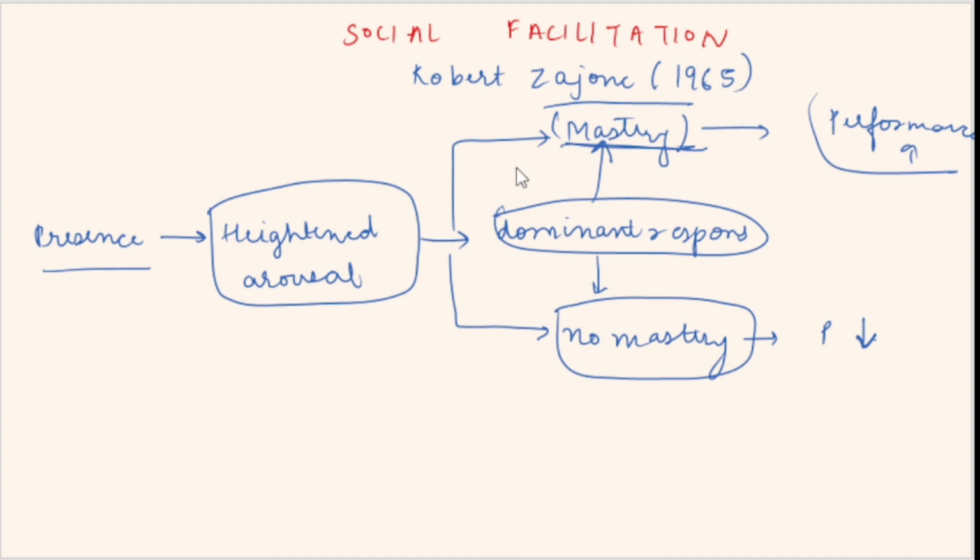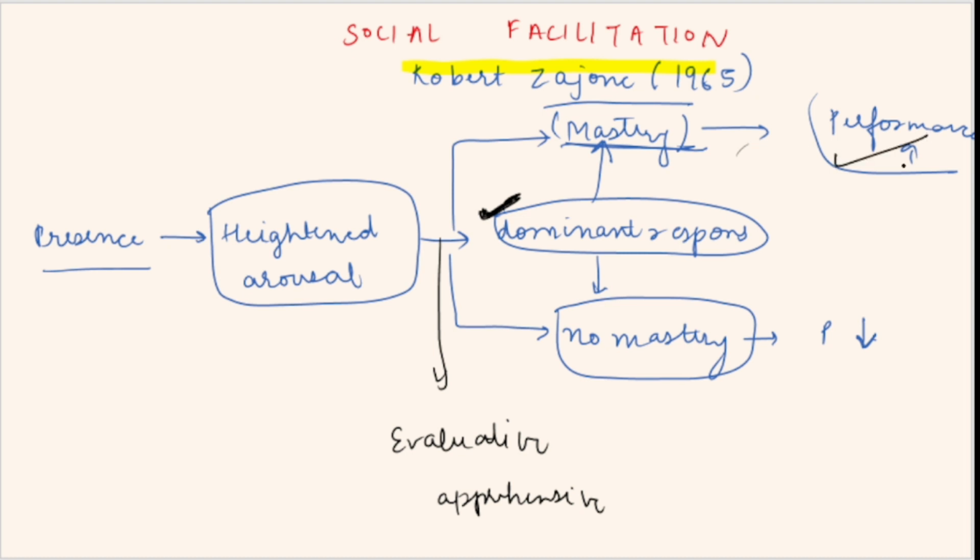So we were discussing the facilitation theory which is given by Robert Zajonc. What did he say? That the presence of other people will heighten the arousal, and here evaluative apprehension will be there. We will evaluate ourselves, whether we are master of the craft or not, whether we have mastery over whatever we have performed or not, and we will have to give the dominant responses, or the performance which is expected of us. So if I am a master, my performance will increase. If I am not, then my performance is decreased.